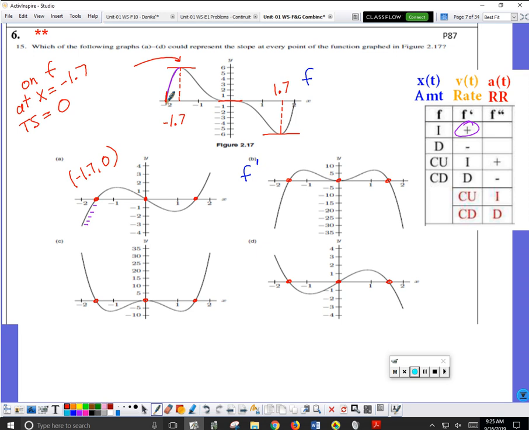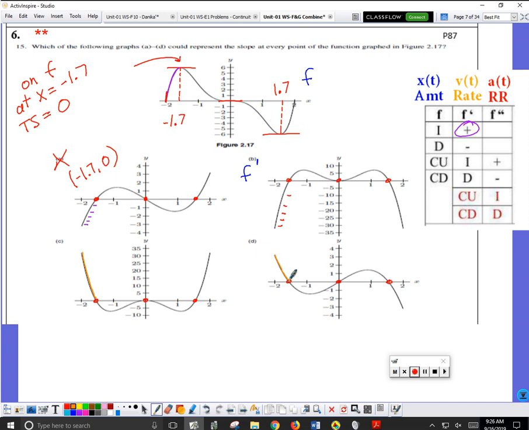Wait, can you say it again? So that means you can eliminate A and B. Yeah, very good. Same problem, right? All of these y coordinates are also negative, but all of these tangent slopes are positive. So when the tangent slopes on f are positive, the y coordinates on f prime have to be positive. These two work. This section is just fine. So is this section.